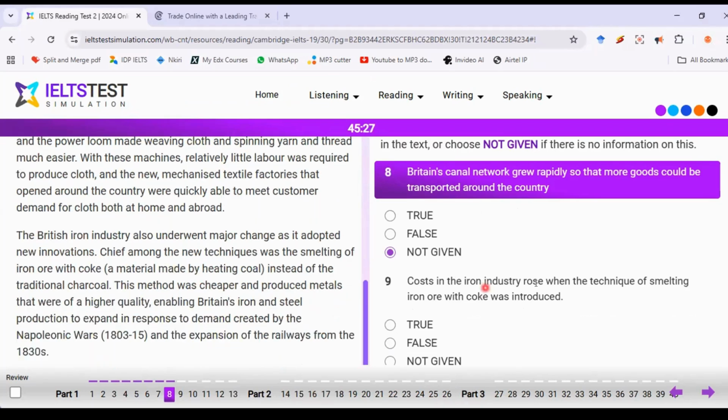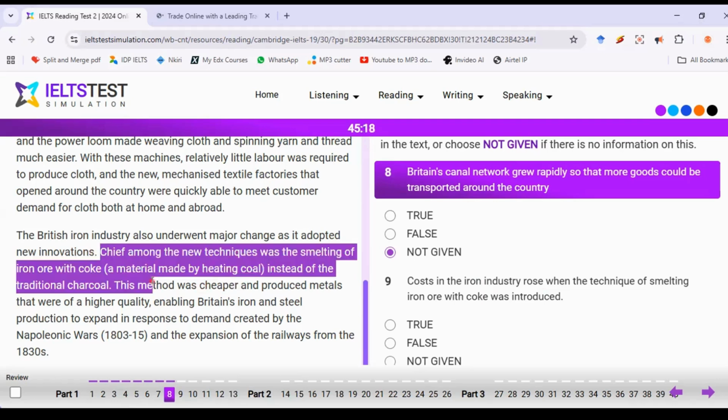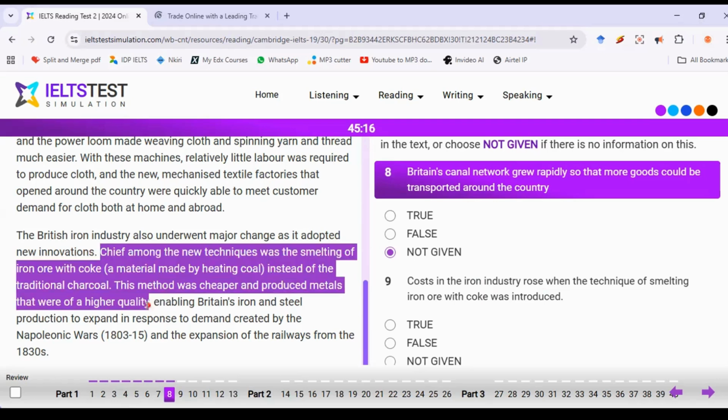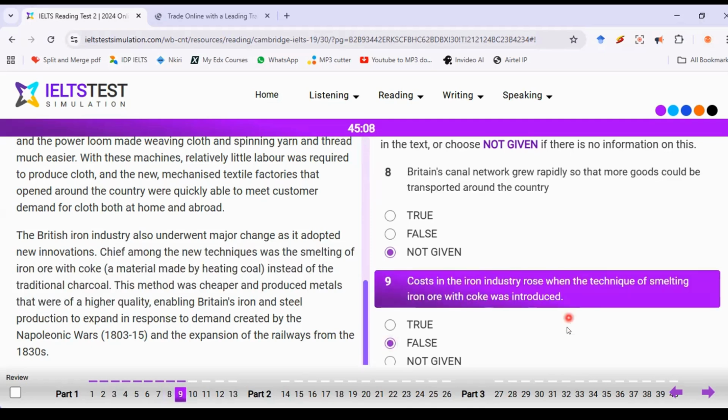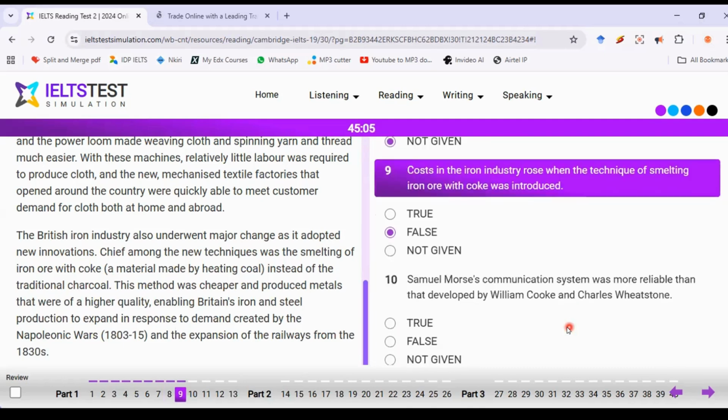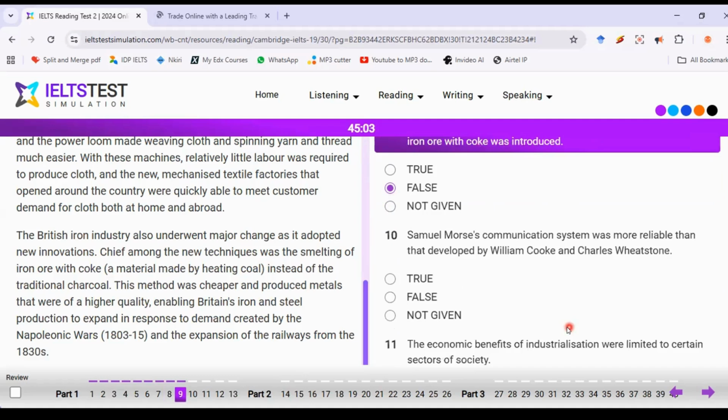The statement says cost rose, but look at it here. This method was cheaper. Can you see the contradiction? So when they introduced coke, it made the process become cheaper. So based on this place I'm highlighting now, my answer to number 9 is going to be false. It became cheaper. It didn't become more expensive. The cost did not rise.